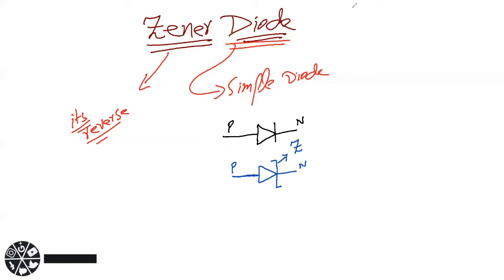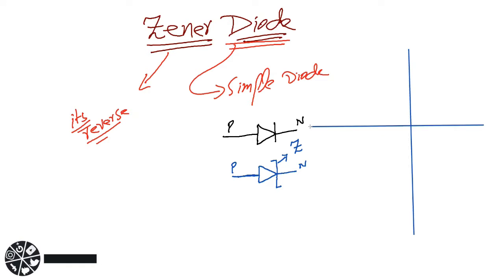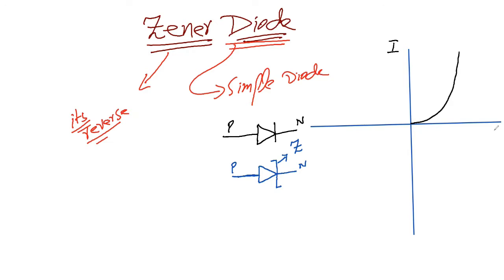So if you draw the IV characteristic of the Zener diode, it will look like this. This will be the current axis, this will be the voltage axis, and the curve will look like this. In forward bias, it will be similar to the normal diode, just as we draw for the simple diode. This voltage will be 0.7 if you are using silicon, and 0.3 if you are using germanium.